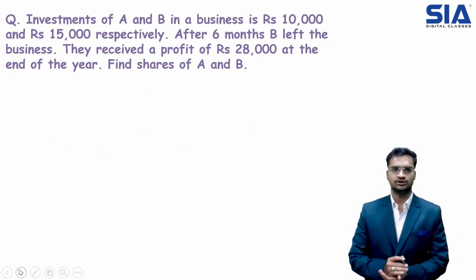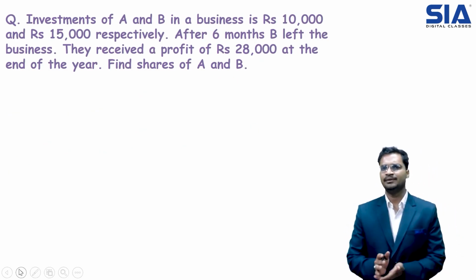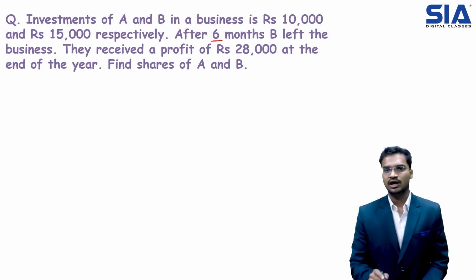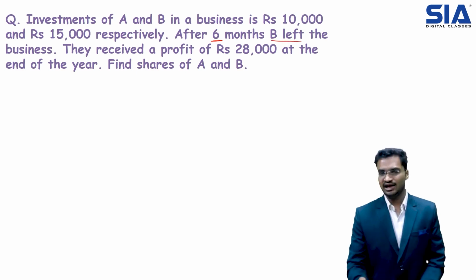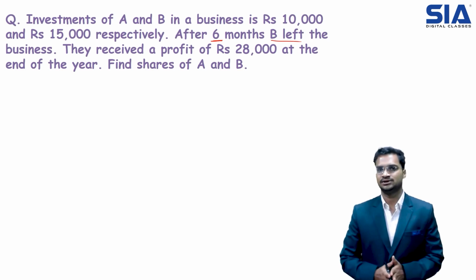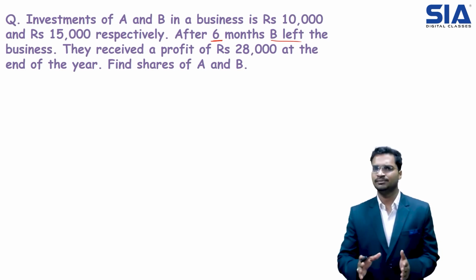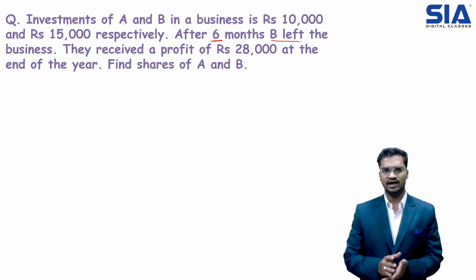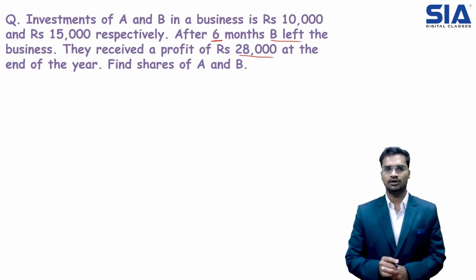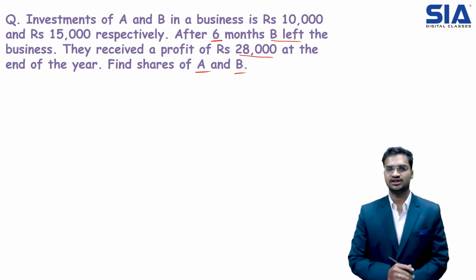Okay. So the first question says the investments of A and B in a business are rupees 10,000 and 15,000 respectively. After 6 months B left the business. So B is staying in the business for how many months? Simply 6 months, and at the end of the year they received a profit of 28,000. Now we have to find the shares of A and B.